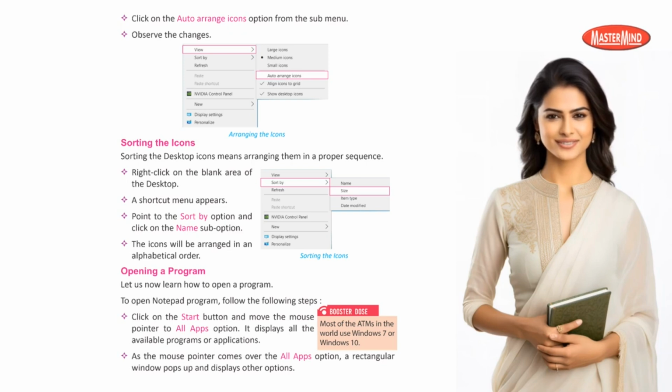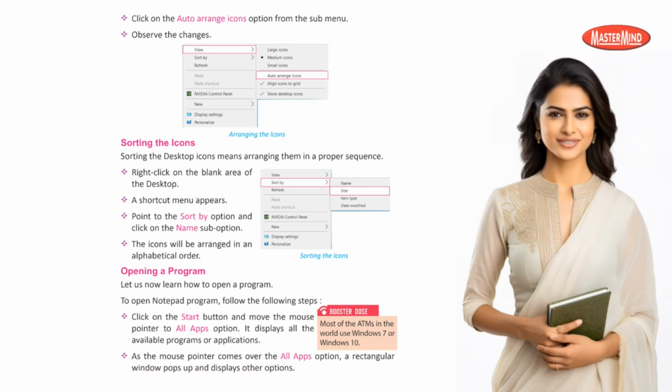Sorting the icons. Sorting the desktop icons means arranging them in a proper sequence. Right-click on the blank area of the desktop. A shortcut menu appears. Point to the Sort by option and click on the Name sub-option. The icons will be arranged in an alphabetical order.